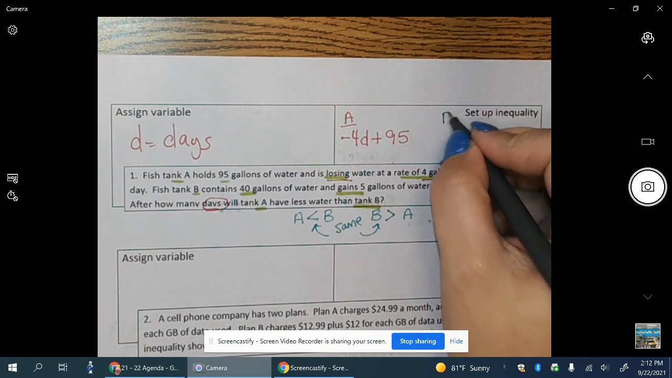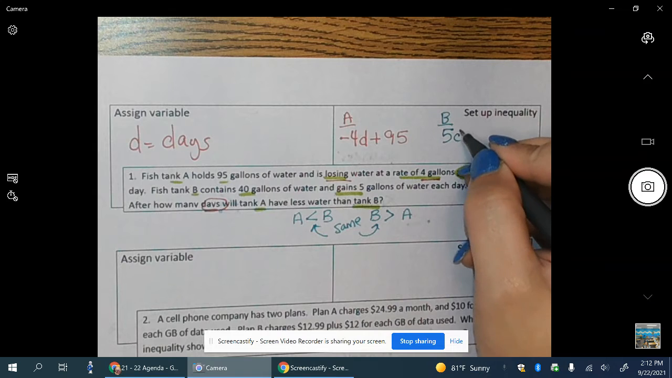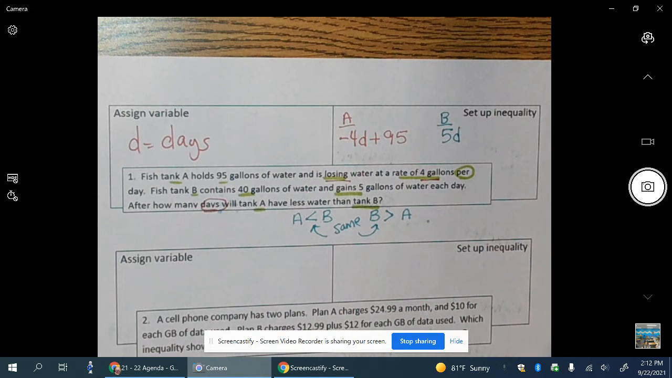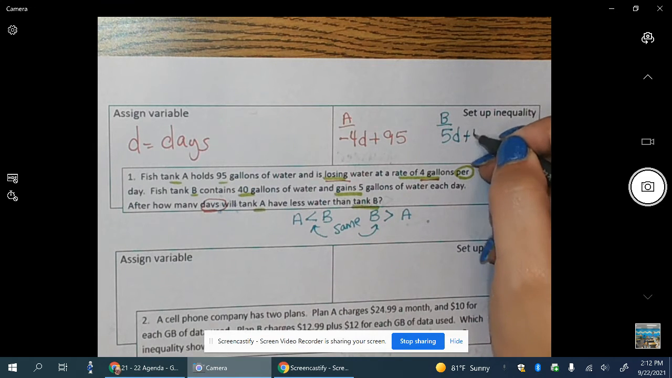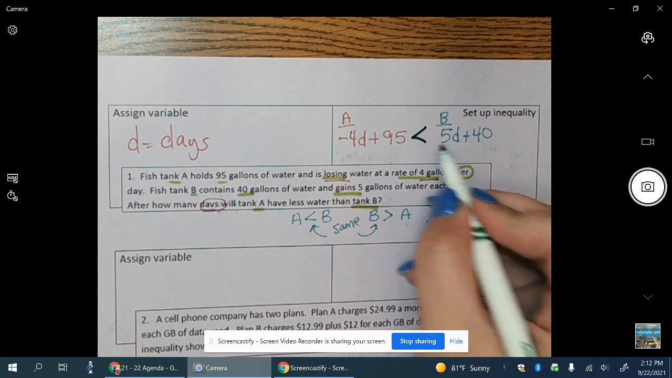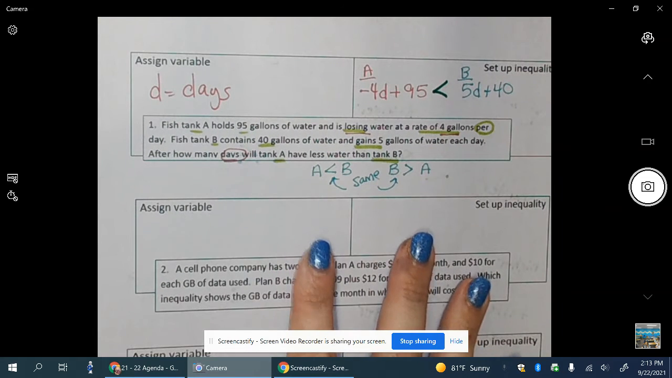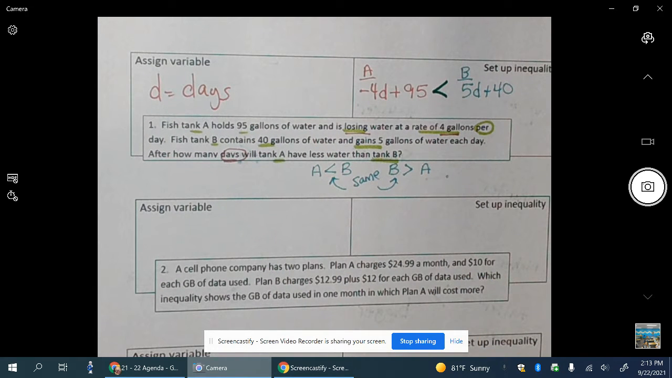Okay? Tank B. Do we have a rate for tank B? Yes. What is it? 5. 5 what? Gallons. 5D or 5X. Okay? This one is gaining, so it's positive. And what does it already have in it? 40. So this is exactly like we did last week. I'm just putting an inequality in between them. And I want A to be less than B. And that's it. So will the answer choices on anything would just be an inequality? Yeah, you'll always, on these, you will always have answer choices. It will never be open-ended. Okay? On STAR, anyway. All right.